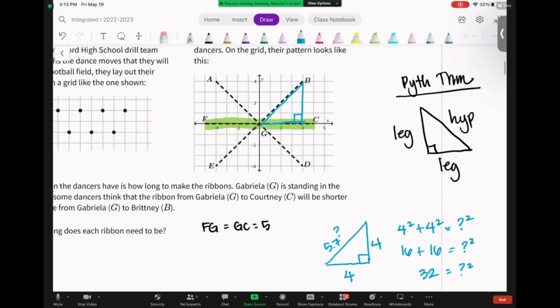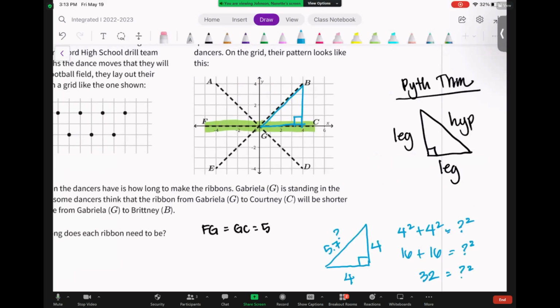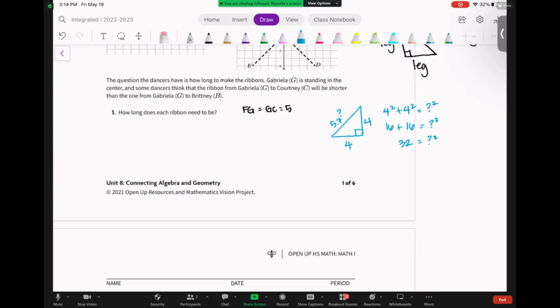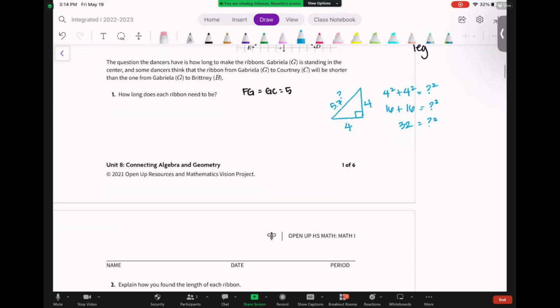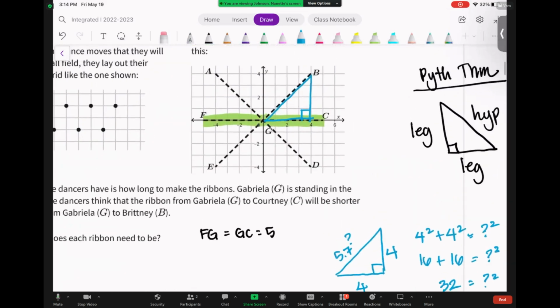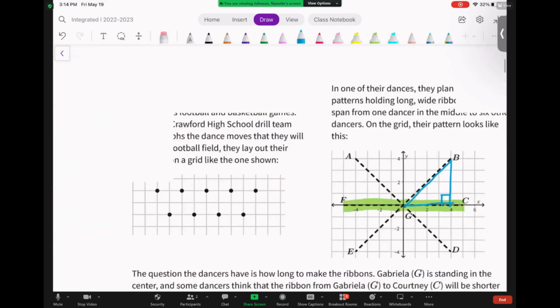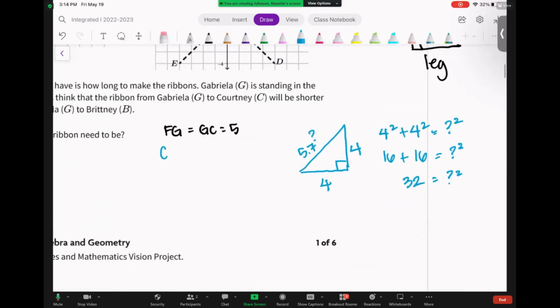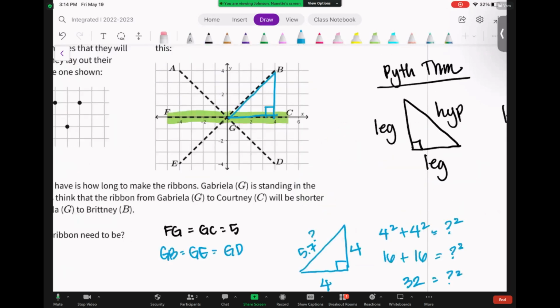So that would take care of GB, GA, GE, and GD. Let me just write that down. GB equals GE equals GD equals GA, which is about 5.7.